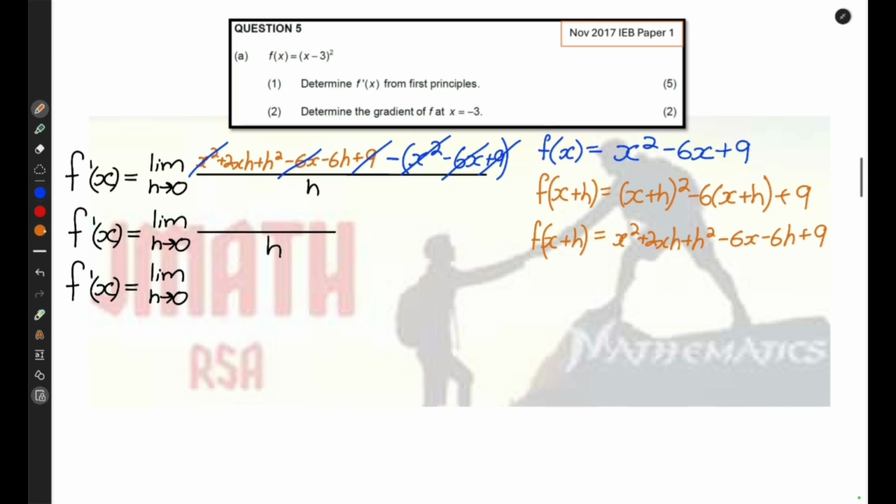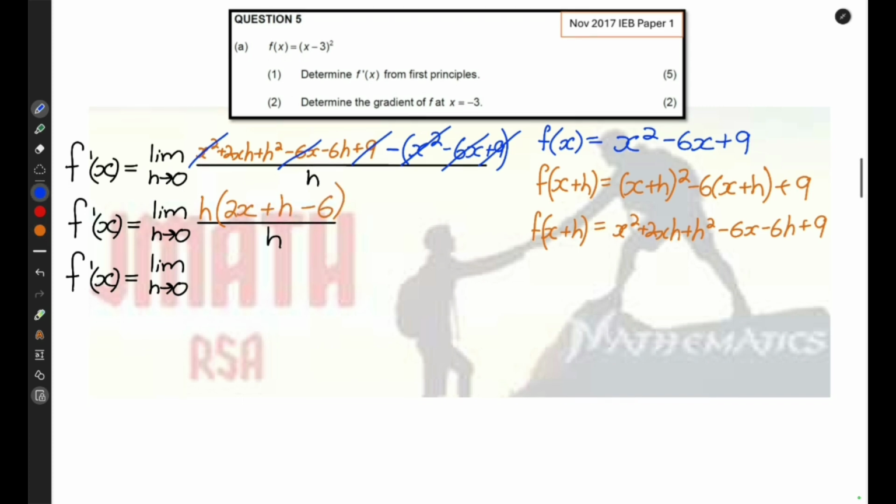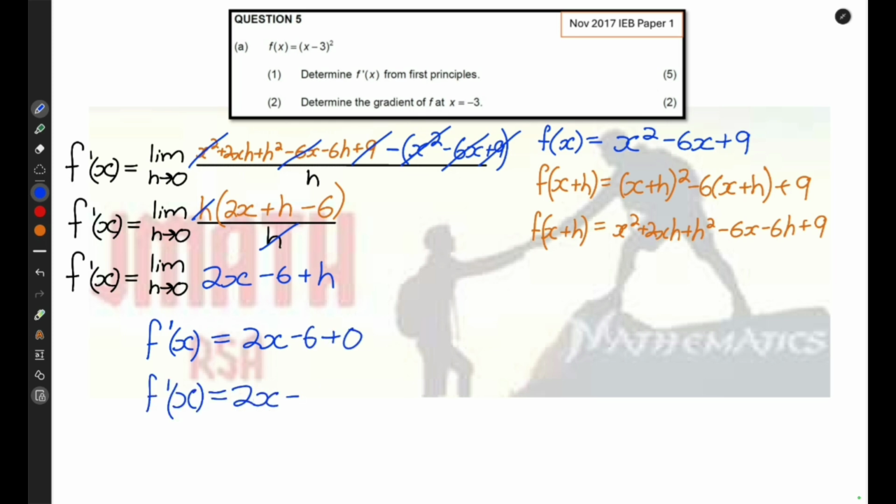So what I actually have left is 2xh plus h squared minus 6h. I can take out h as a common factor. So h(2x + h - 6). Okay, so now the h's can cancel. And I don't have a fraction there anymore, so this is just 2x minus 6 plus h. I can now make the h 0, so the derivative of f in this case would just be 2x minus 6 plus 0, and therefore the derivative is really just equal to 2x minus 6. Okay, that was question 1.